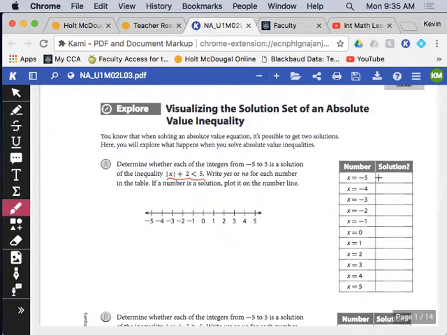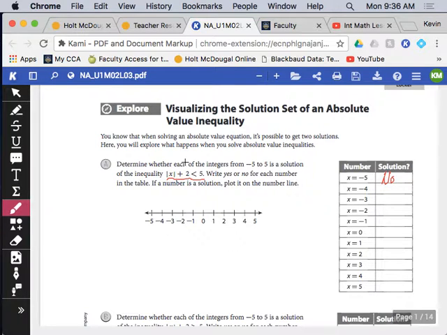We're now asked to figure out whether or not these numbers are solutions to this inequality. So what we're going to do here in this table is plug in the numbers and see if they are solutions. So let's go ahead and plug in -5. What's the absolute value of -5? 5 plus 2 is 7. Is 7 less than 5? Is 7 less than 5? No. So it's not a solution. Okay?